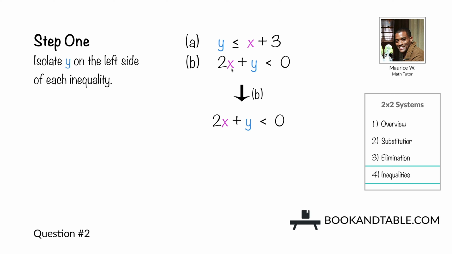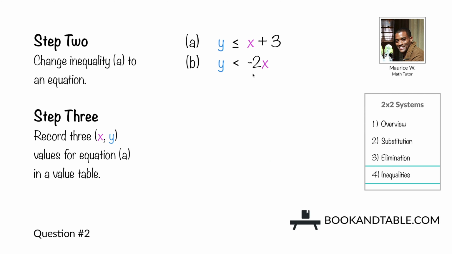And now we'll rearrange inequality B. So since we want to isolate y on the left, we'll start by subtracting 2x from both sides, leaving us with y is less than negative 2x plus 0, which is the same as negative 2x. So we rewrite inequality B with y is less than negative 2x. And now we can create value tables for each line and then sketch each line.